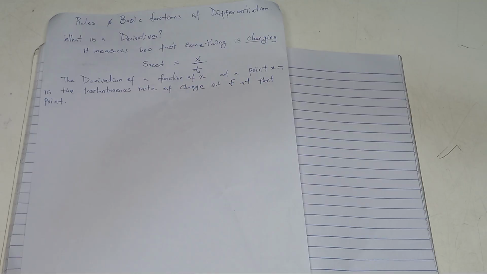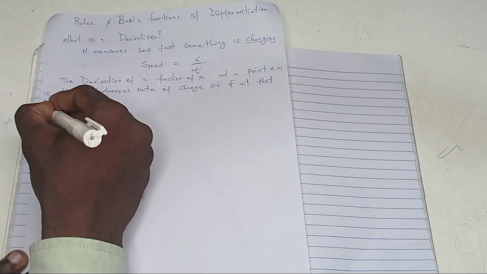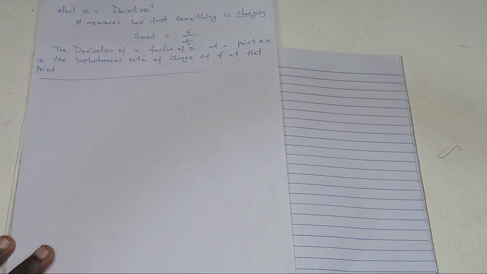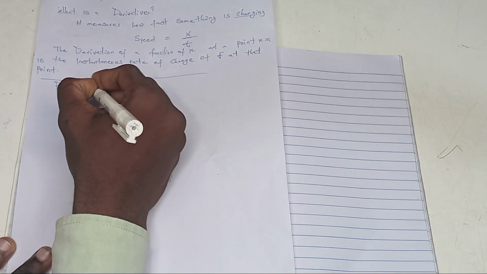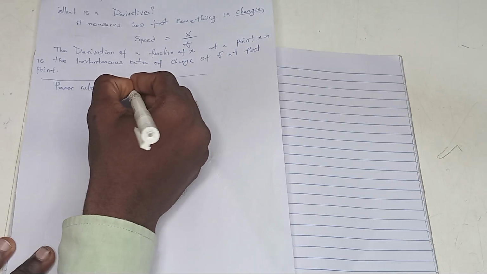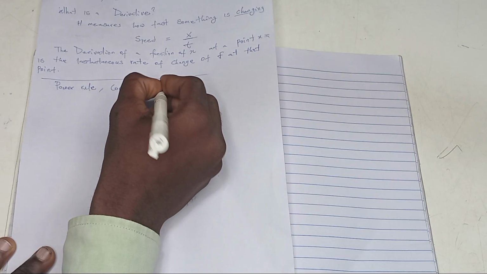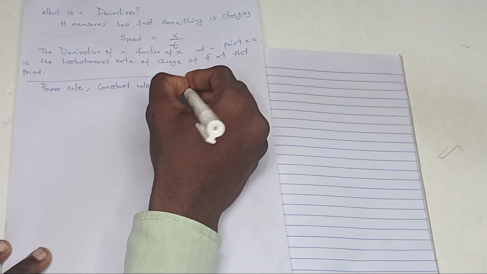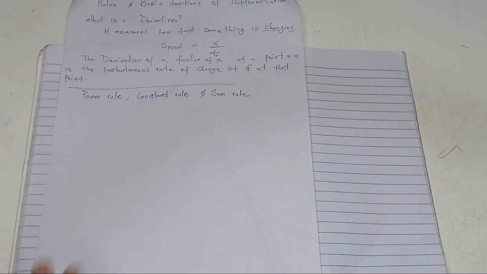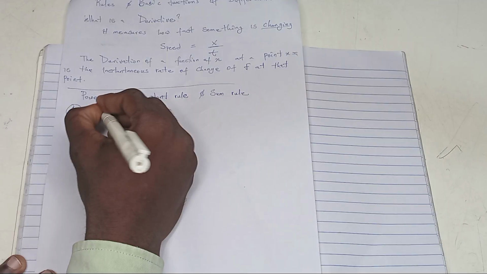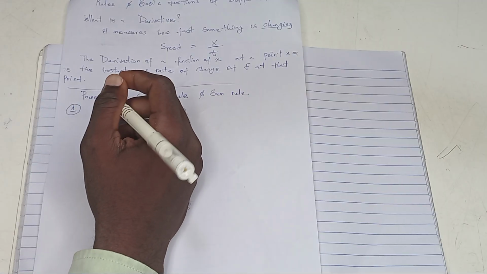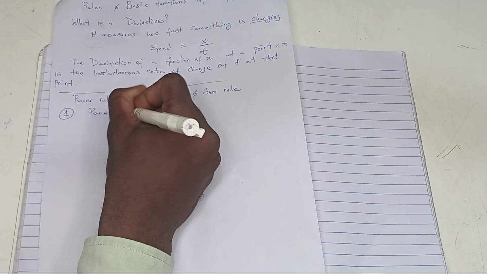Now let's move on to the rules and basic functions of differentiation. Let me outline the rules for you so you can see. The first rules we're going to look at are the power rule, constant rule, and the sum rule. First, what is the power rule?